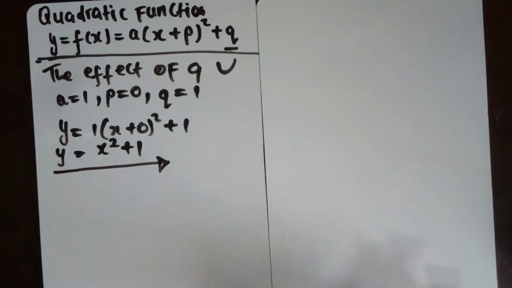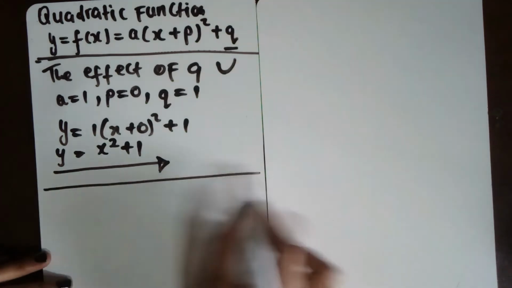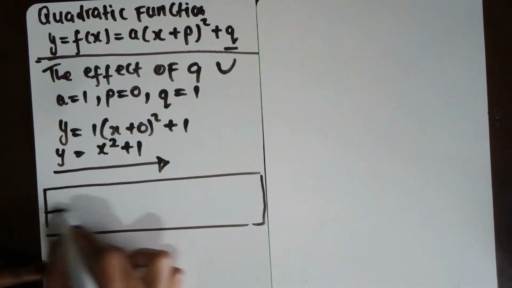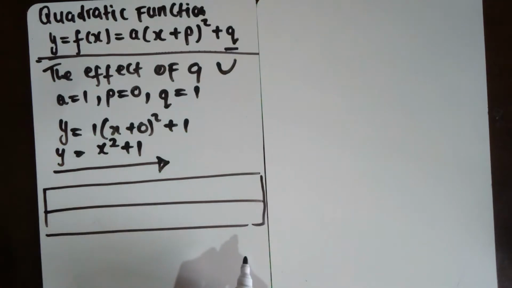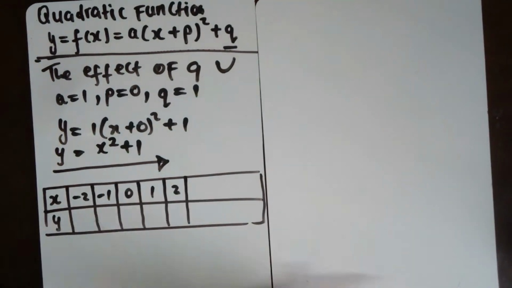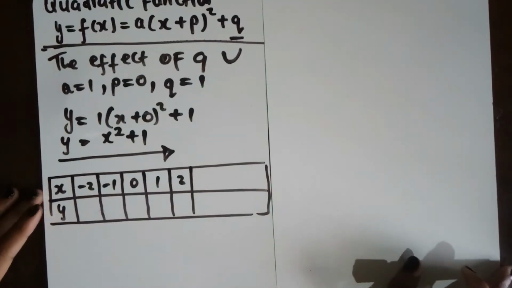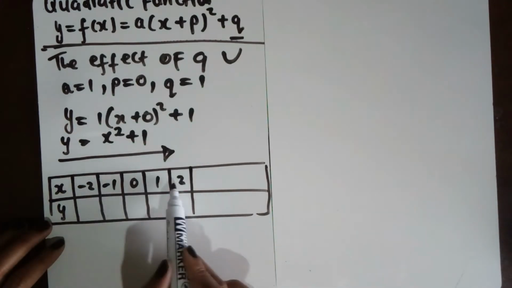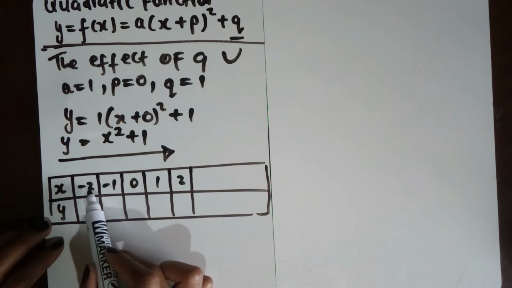So we're still going to do the same thing. We're still going to draw a table quickly. I'm going to do it as well really fast. So now we have x, if x is negative 2, you fill these values yourself. If x is negative 2, what will y be?